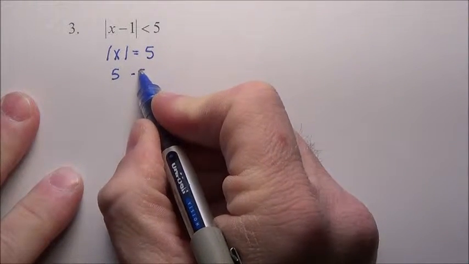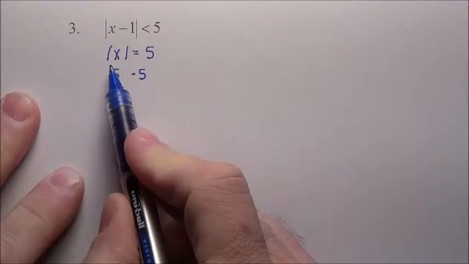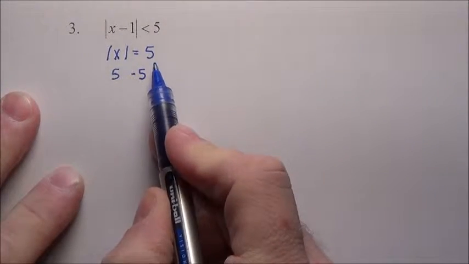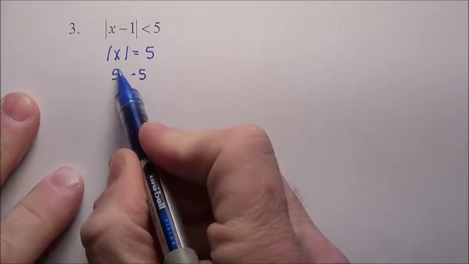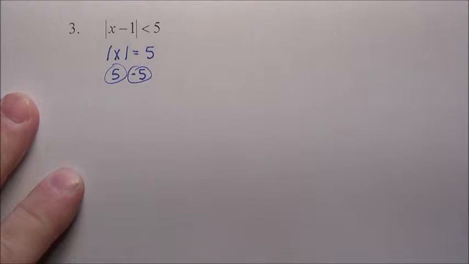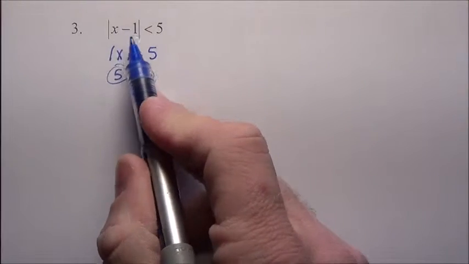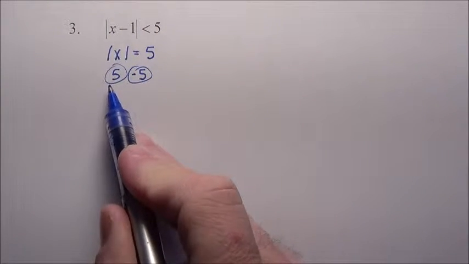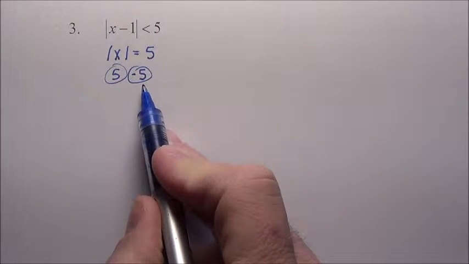But don't forget, there's also the negative component. The absolute value of negative 5 is 5. So when we do this problem, we have to consider the positive and the negative piece. We've got to consider them both. So we're going to set up this equation, and we're going to have to deal with the positive part of that 5 and the negative part also.